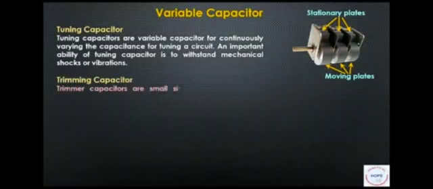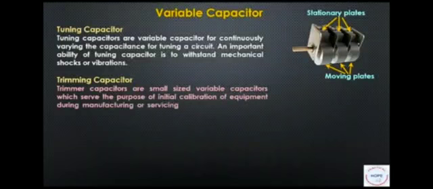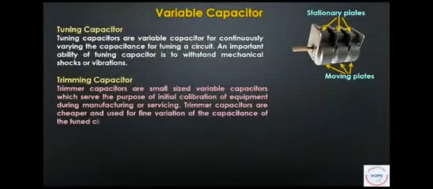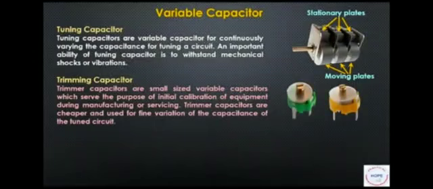So the next one is the trimming capacitor. Trimmer capacitors are small sized variable capacitors which serve the purpose of initial calibration of equipment during manufacturing or servicing. They are cheaper and used for fine variation of the capacitance of the tuned circuit.